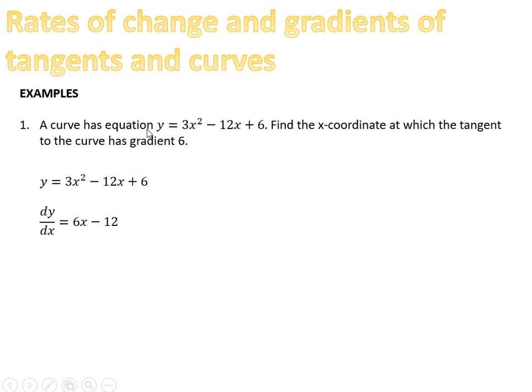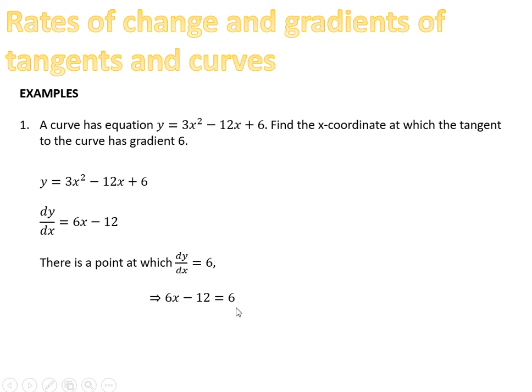Okay, so we're going to find the x coordinate at which the tangent to the curve has gradient 6. So this is not a case of substituting in 6. If it said find the gradient when the x coordinate equals 6, then we'd substitute in 6. But this is the opposite. We're going to find when basically the gradient equals 6. So in other words, when 6x minus 12 equals 6. Okay, so there is a point at which dy by dx equals 6. In other words, when 6x minus 12 equals 6.